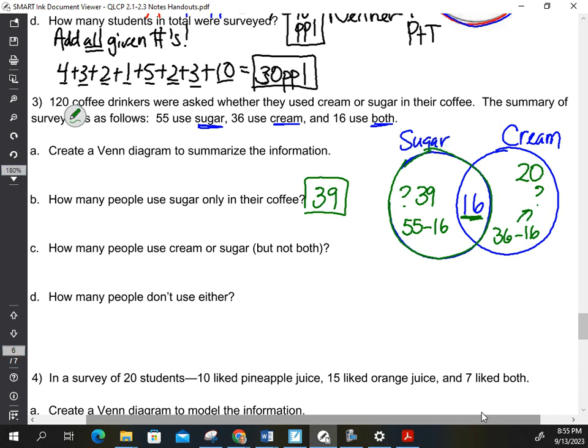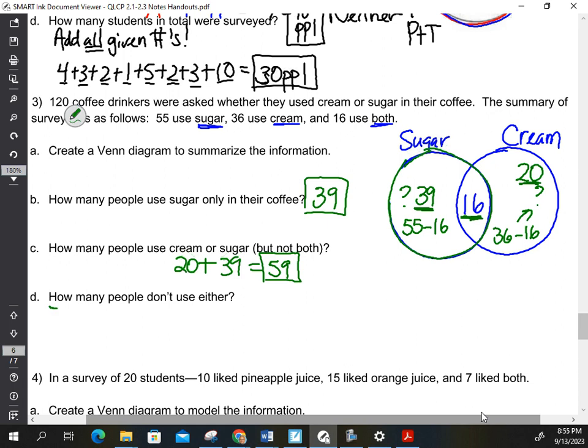So when you put this all together, how many people use cream or sugar, but not both? So 39 use sugar, 20 use cream. That's 59 total, because you're not counting those that use both. Remember, you're not counting those who use both.